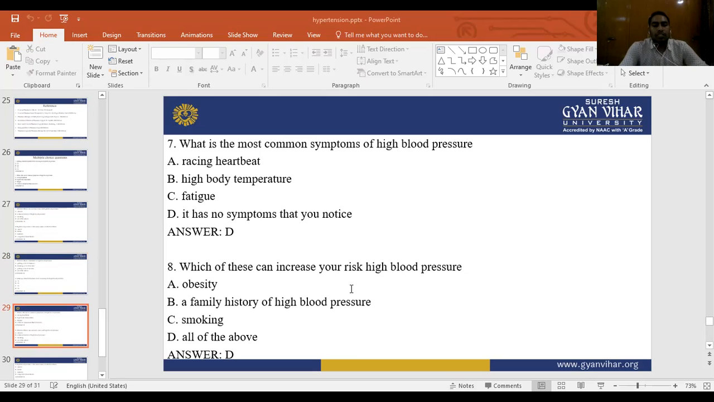Next question: which of these can increase your risk of high blood pressure? Option A is obesity. Option B is a family history of high blood pressure. Option C is smoking. Option D is all of the above. The right answer is D, all of the above.